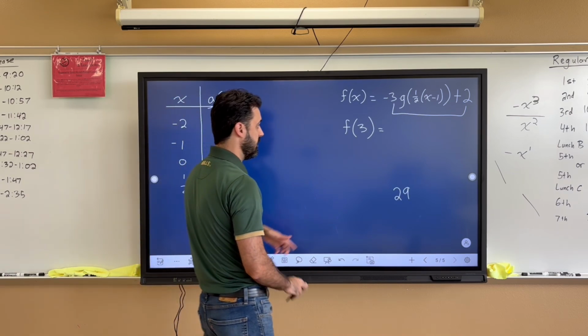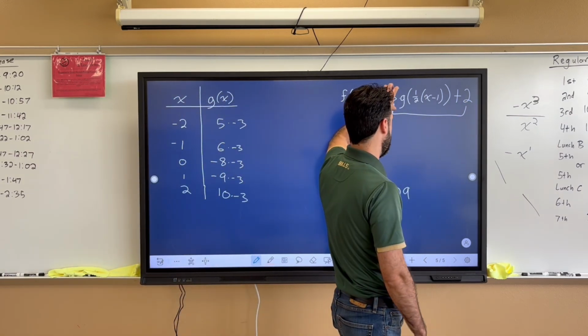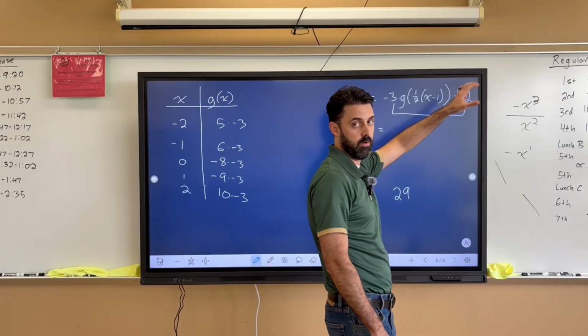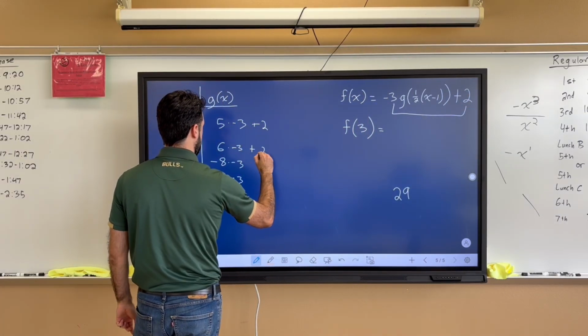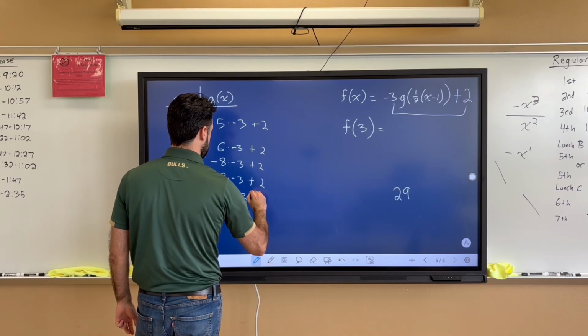And then it says that we can add 2, right? So we multiply the y's by negative 3, and then we add 2 to all the y's to move it up. So add 2 all the way down. Add 2, add 2, add 2, and add 2.